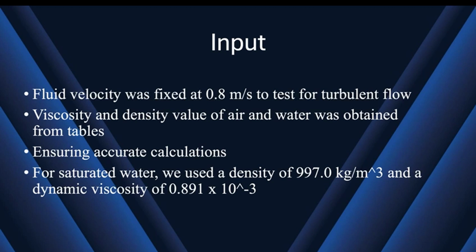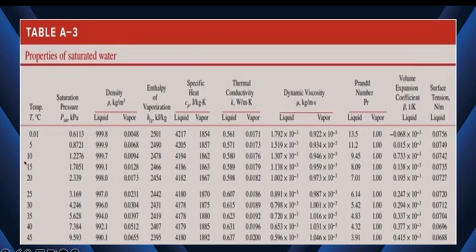And in order to ensure accurate calculations, for saturated water, we use a density of 997 kilograms per meter cubed and a dynamic viscosity of this number. And we provided tables here. For example, if the temperature is 25 degrees, for our saturated liquid water, the density is here.